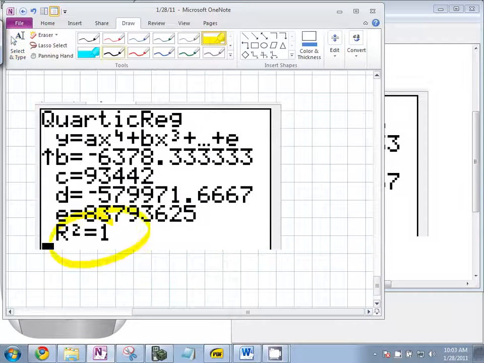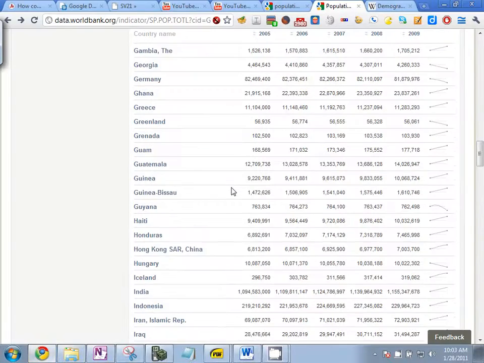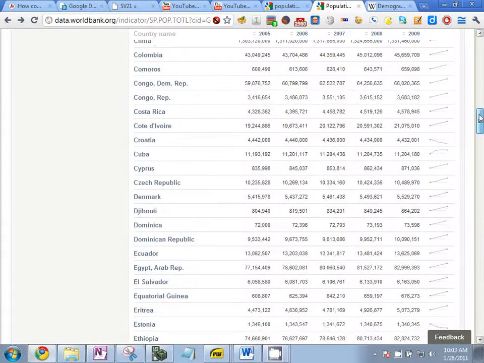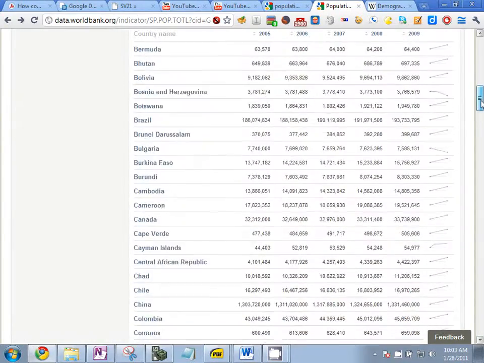Okay, so want to stay with population? Let's stay with population. Let's go back to that site. This is World Bank. That's nice. So what country do you want to do? Oh, look what they have over on the right here. Look at the right-hand column. The general trend. Isn't that cool? So what do you want to look at?